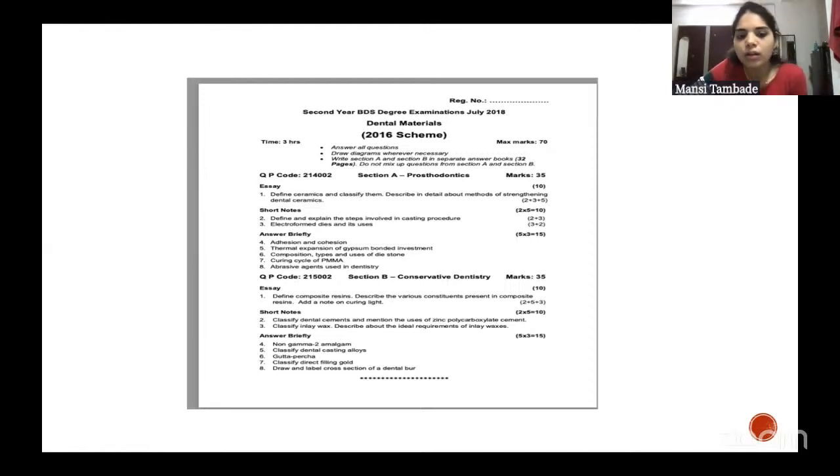Draw and label a cross section of a dental burr. See, this is a question where you need to draw the diagram of a dental burr very well. But it's not just about drawing the diagram. You need to give a short brief: what a burr is, different types of burrs, and the uses of a burr. At least shortly you should write. It's not like you just give a diagram of the burr and leave. Write it briefly, at least one page, one page meaning just one side of the page, with a very neat labelled diagram of a dental burr.